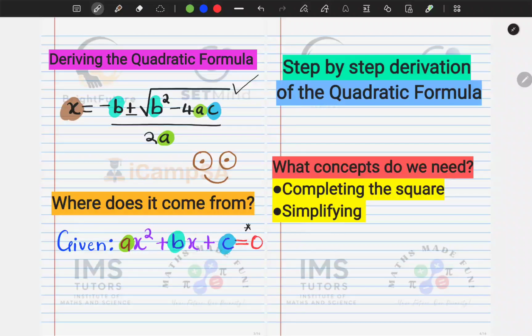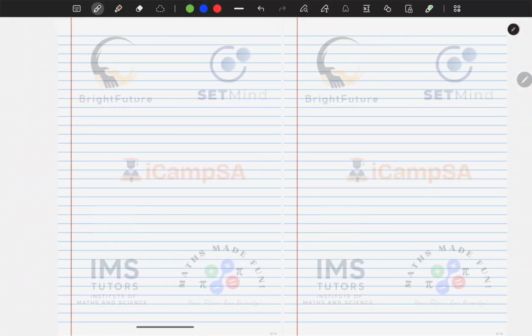You've been doing this from your early secondary school years up until now. And in this video, we need to explore how did we come to this formula. What we need is the understanding of how do we complete the square and also simplifying. So let's go to the next page.